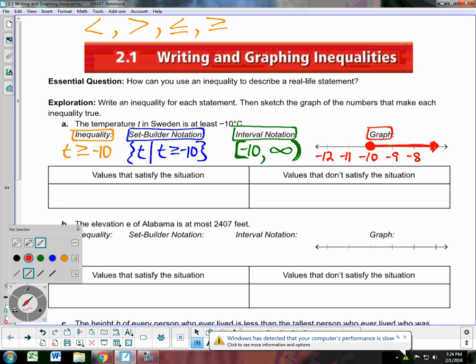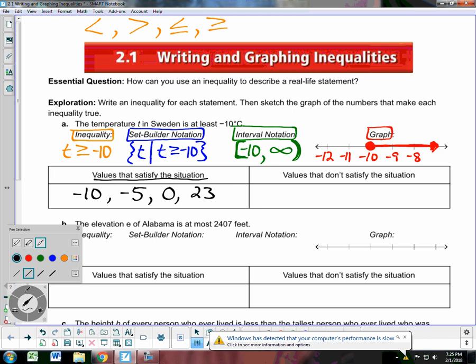All right, so now what are some of these values that we are okay with? So in this space, it says values that satisfy the situation. So some numbers that satisfy the situation, well, negative 10 satisfies it because negative 10 is at least negative 10. So would numbers like negative 5. Negative 5 is bigger than negative 10, so that would work. Also 0, and then any positive number, we can go 23. So those are all some examples that would make this inequality true.